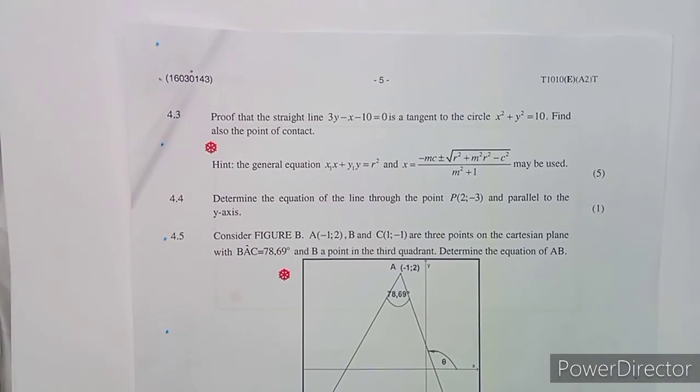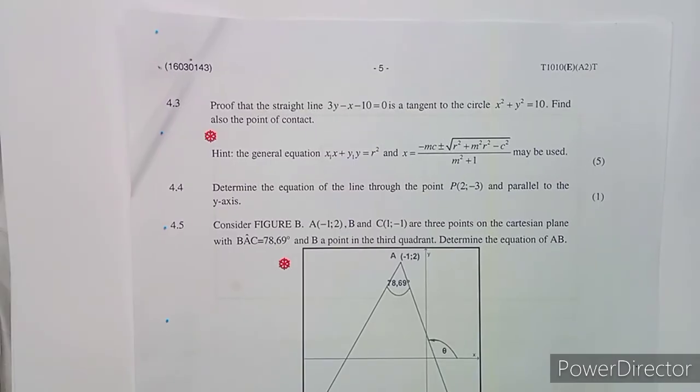All right, on 4.3 we are asked to prove that the straight line 3y minus x minus 10 is equal to 0 is a tangent to the circle. Okay, the thing is, how do I prove that a line is a tangent? Okay, let me just draw a tangent here.